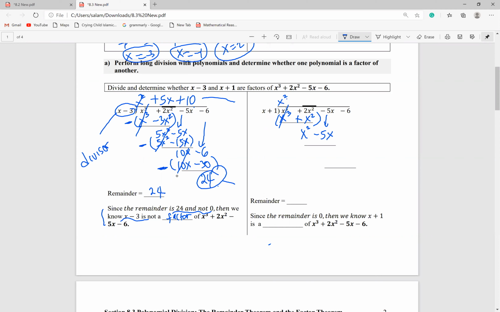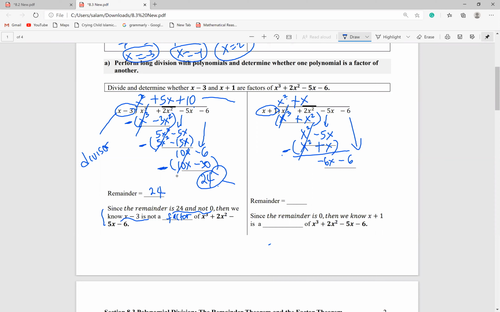x squared divided by x, that will just give us x. Now I'm going to use this x to multiply my divisor, to multiply everything I have here. So I'm going to have x times x, that will give me x to the second power. x times 1, that will give me plus x. Then I have to subtract. So now x squared minus x squared, this is out. Then this is negative times 1, so this is negative x. So negative 5x minus x, so we're going to have negative 6x. So now I'm going to bring this last term, minus 6.